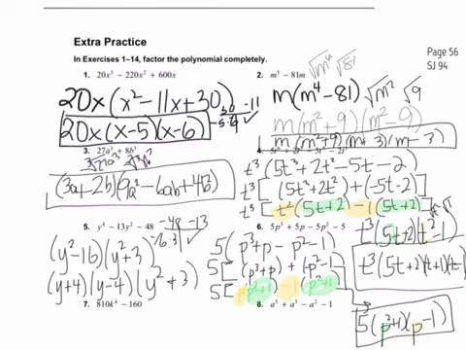Let me see. I do have a common factor. 8, 10, and 160. What would they have in common? We know they have at least 10. I think that's it. So I'm going to divide them by 10. And that will give me 81k squared minus 16. That's a difference of squares.